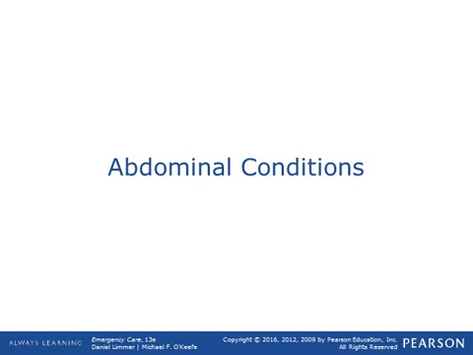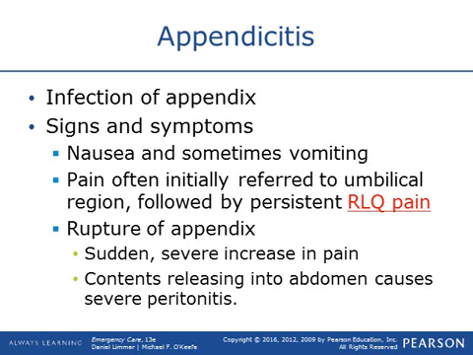So now we'll talk about some abdominal conditions. Appendicitis is just an infection of the appendix. They'll be nauseous, often vomiting, and the pain is in the right lower quadrant. Right lower quadrant pain can be appendicitis. That's where the appendix is.